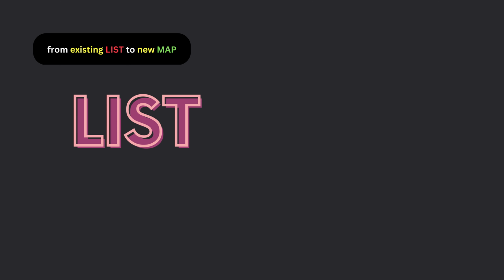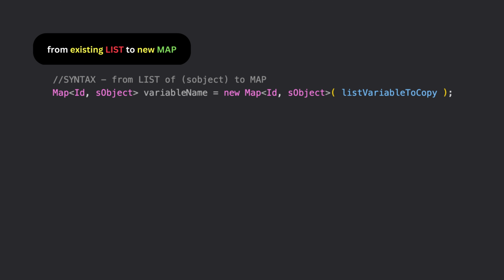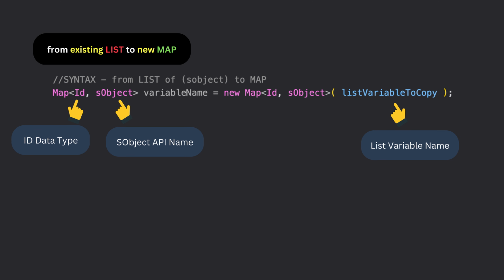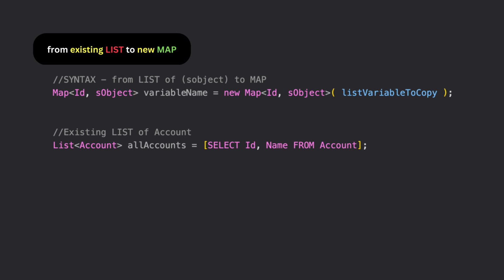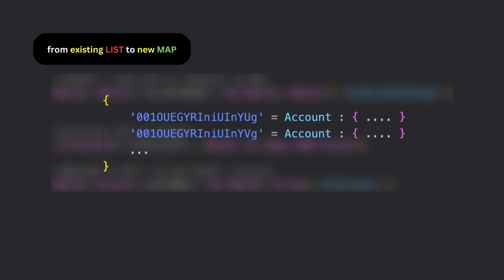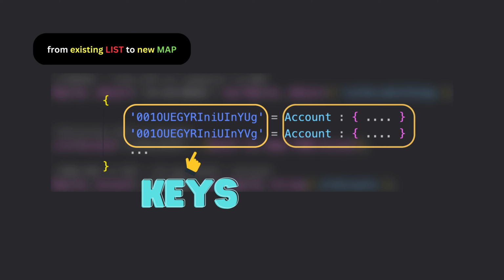In this case, the list must be of type sObject. Here's the syntax. Declare a map collection with key as ID and value as the sObject API name, and within the parentheses, pass the sObject list that needs to be copied over. For example, let's assume we have a list of accounts that we retrieved from the org using SOQL. Then we use that list and pass it as a parameter to the new map collection. This assignment will automatically generate a key value pair where the account IDs become the key and the accounts themselves become the values.